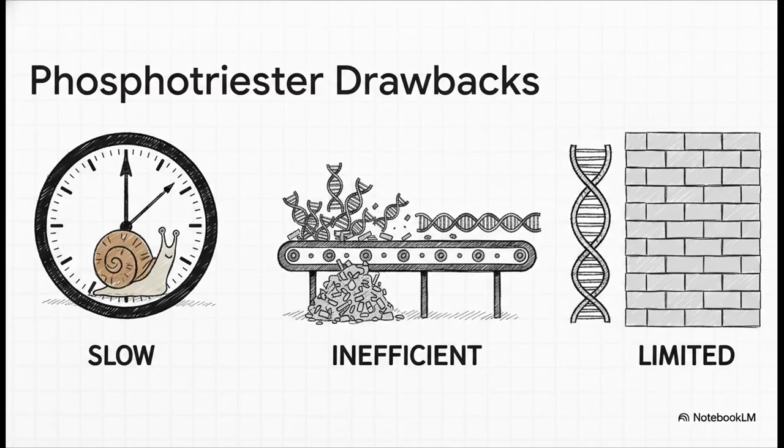A 90-minute cycle to add one letter? That's an eternity. And 95% efficiency sounds good, but it's a trap. With every step, you lose 5% of your correct product. After just 20 letters, you're making less than 36% of what you actually want. A much faster, much more accurate method was desperately needed.